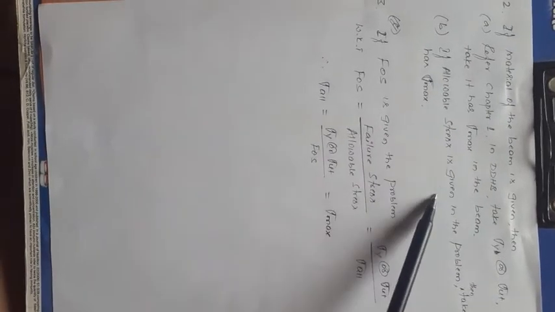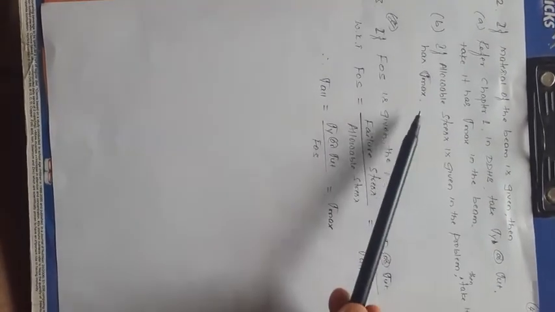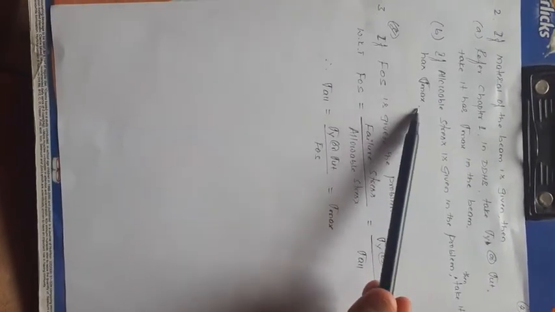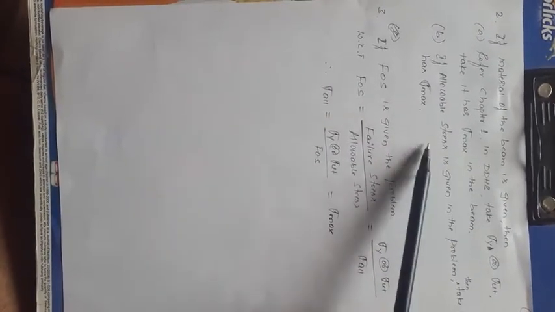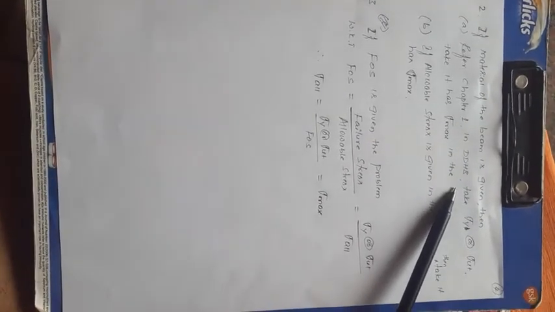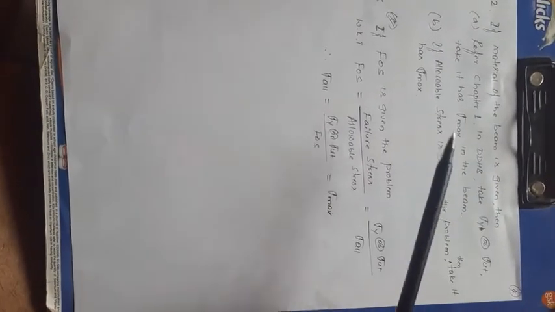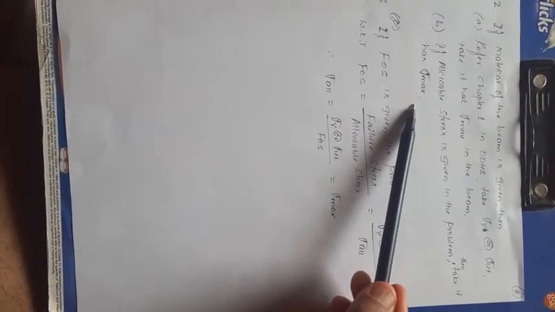Second, if the allowable stress is given directly in the problem, take that allowable stress as the maximum stress. There are two varieties here. One is the given material, where you refer to chapter number 1 of the design data handbook. The second one, if the allowable stress is given directly, then take that as the maximum stress.